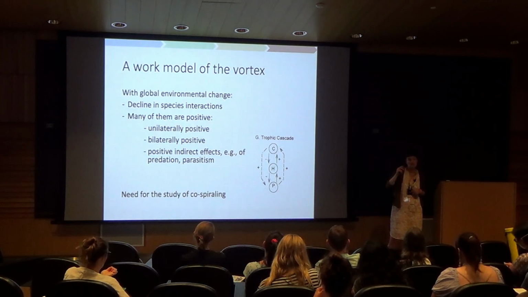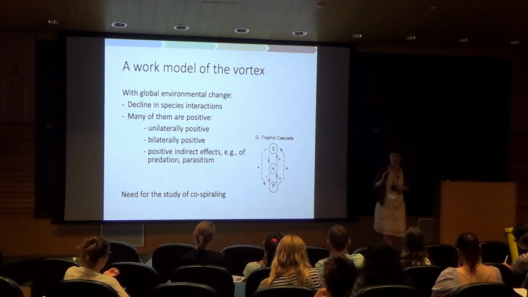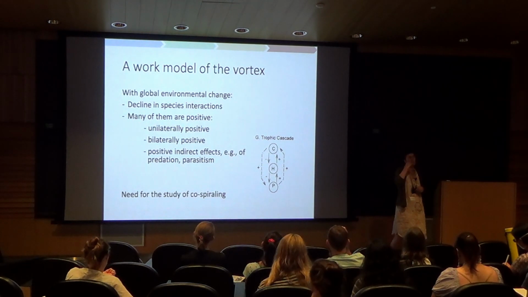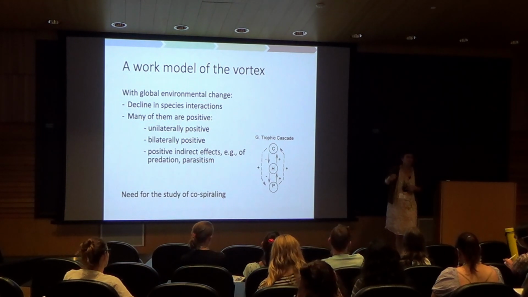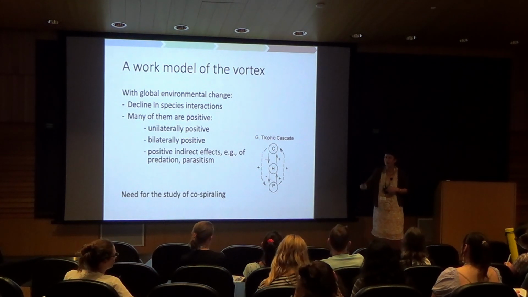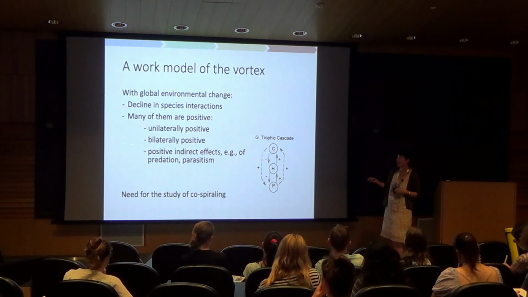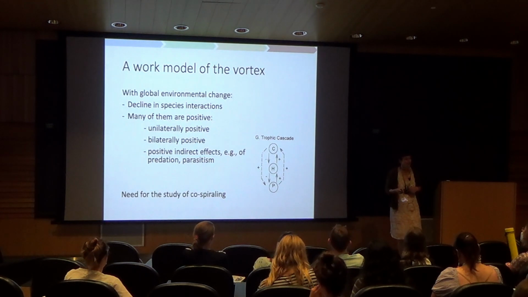What we also see is a decline in positive species interactions. Plants have their pollinators, or they have below-ground mycorrhizal interactions, so positive interactions are important, but they are important for all species. We live as consumers of something that lived in the trophic cascade below us. So we have the unilaterally positive interactions, the bilaterally positive interactions. We have in ecology a lot of positive indirect effects, for example, over trophic cascades.